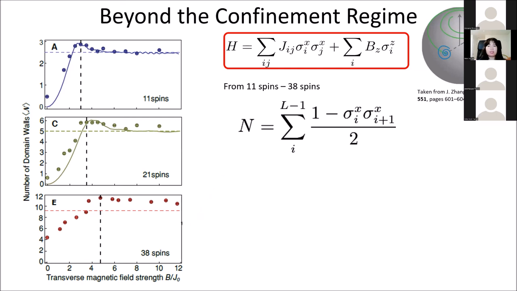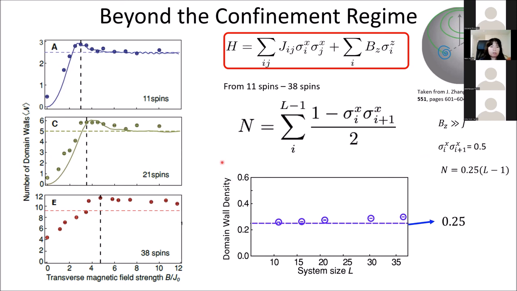In the previous slide, I was saying that it's hard to predict the dynamics, but we can know the number of domain walls at high B field. When the ions are started along the x-axis, which is here, because of the way we do the confinement experiment, we start at the low energy eigenstate. However, when you apply a large B field, the state will undergo Larmor precession around the z-axis. So at large B field, this value will converge to 0.5, and the number of domain walls will approach this value, which is illustrated theoretically by these horizontal dotted lines. We plot the domain wall density here, with B over J as 10 as our high B field.